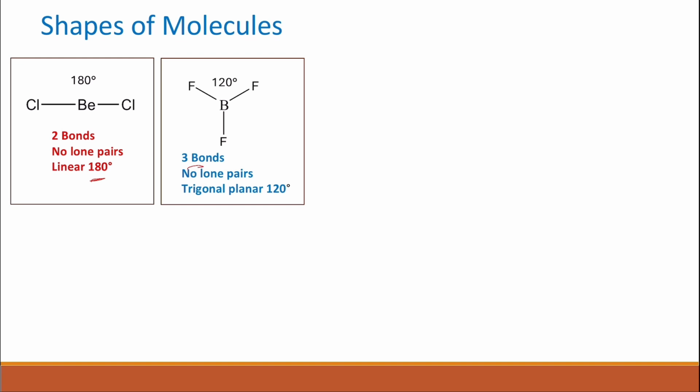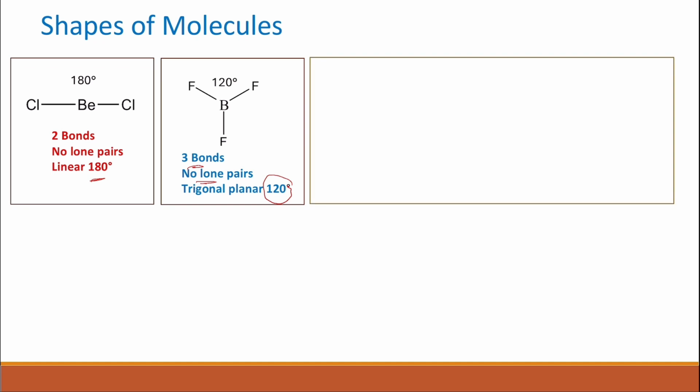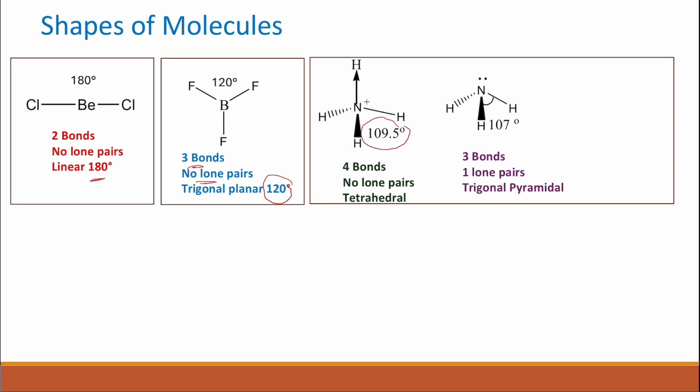And if you have three bonds and there is no lone pair, the shape is trigonal planar and the bond angle is 120. If we have four pairs, and these are four bonds and no lone pair, it's going to be tetrahedral with a bond angle of 109.5. But if you have four pairs, but three of these are bonds and one is a lone pair, then it's going to be trigonal pyramidal, and the bond angle is 107.